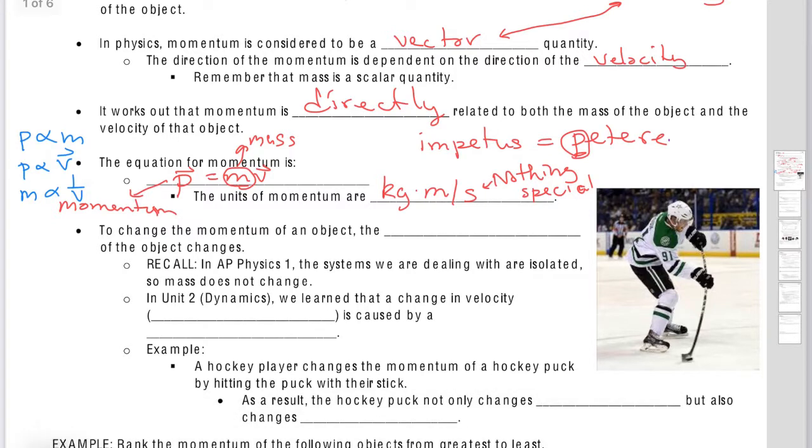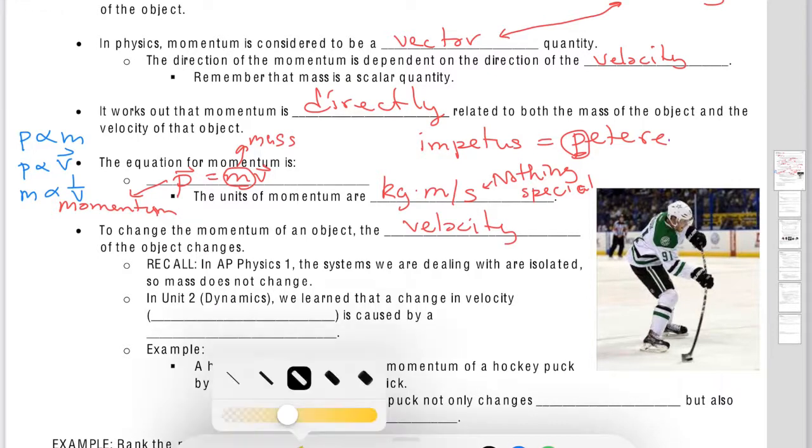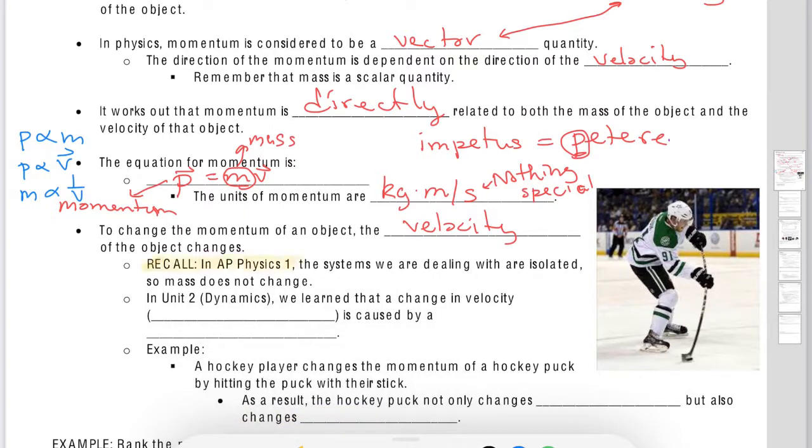And so to change the momentum of an object, the velocity of the object will have to change. Again, here in Physics 1, it's important that we assume isolated systems, which means that the mass will not change. And so what is the factor that will change? It will be the velocity.